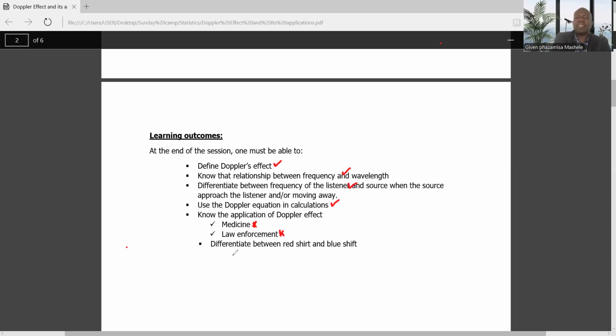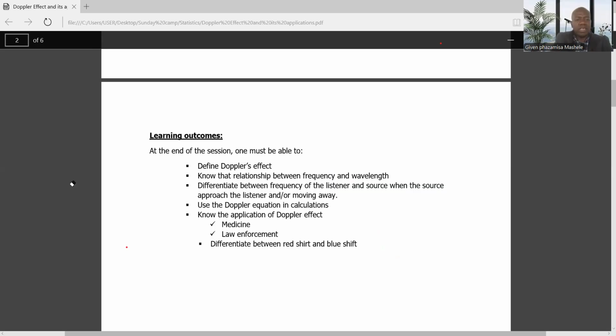Lastly, we will look at the difference between the red shift and the blue shift when talking about light. So this is what we are going to talk about under Doppler's effect. I believe you will enjoy the session, and without wasting any time, let me take you through each and every step that I just mentioned.